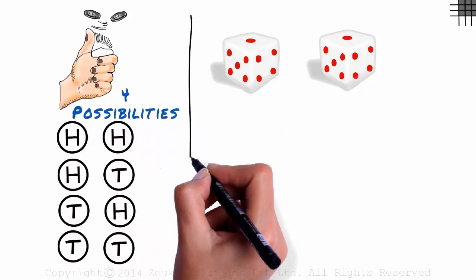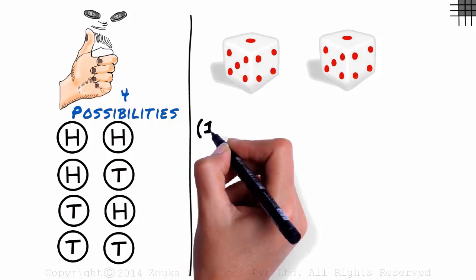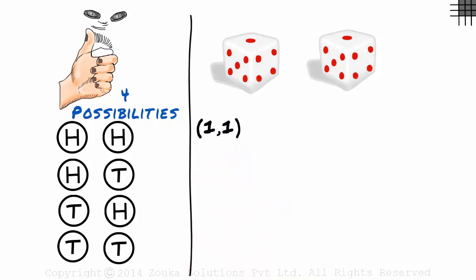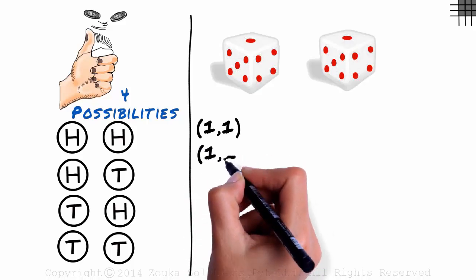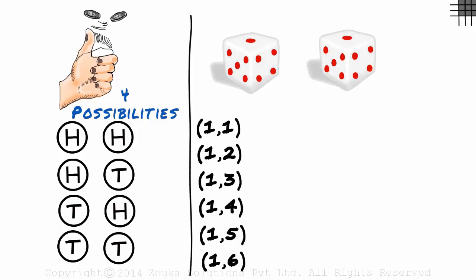Now, how many possibilities in the second case? Rolling 2 dice together. Take a moment and think of the different possibilities that exist. Okay, we may get a 1 on each of the dice. That's one possibility. We may get a 1 on the first die and a 2 on the second. And so on up to 1 and 6.